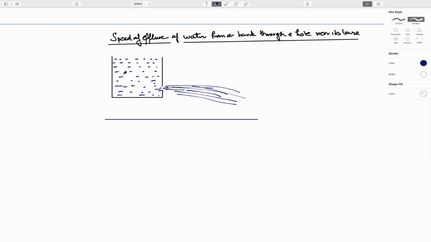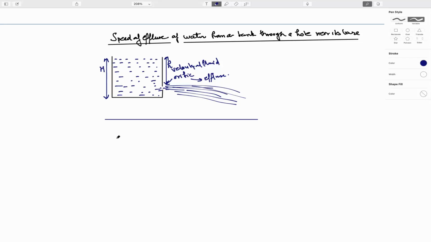Sorry for the interruption. So here what I'm saying is there's a bucket that is completely filled with water, and there is a hole near the base of this container, due to which fluid is flowing out of it. We need to find the velocity through this orifice, the velocity of fluid at this orifice, which we call efflux. Let's say this height is h, this height is small h.